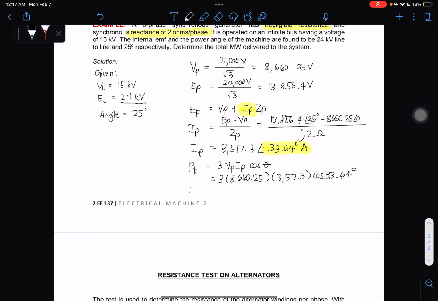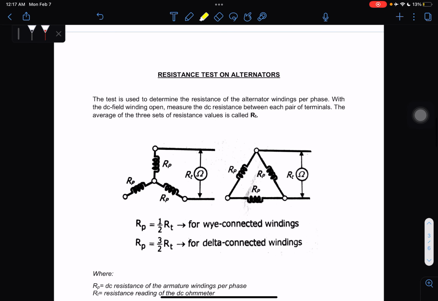So our total megawatts will be 76 megawatts. So this is our final answer. That will be our total megawatts delivered to the system. So, proceed to another topic.